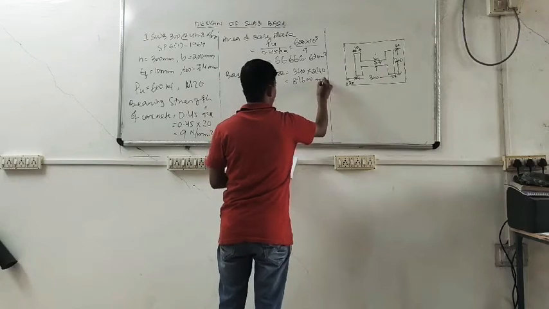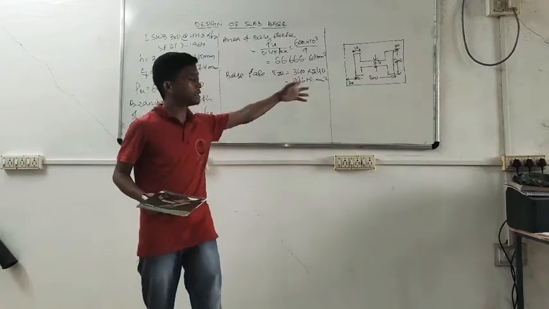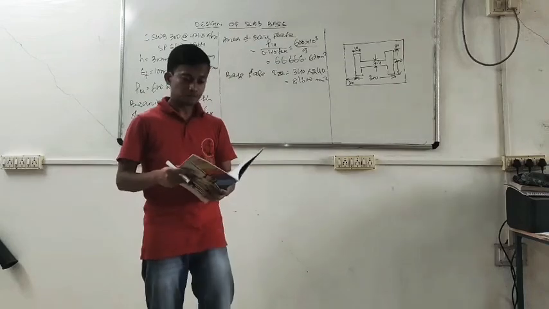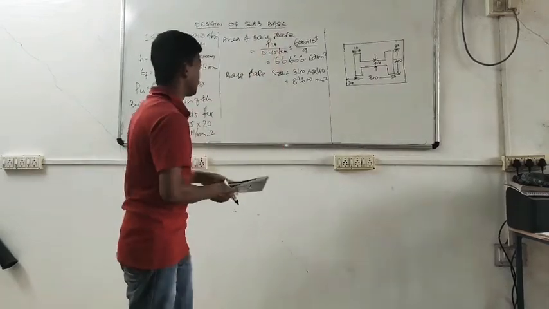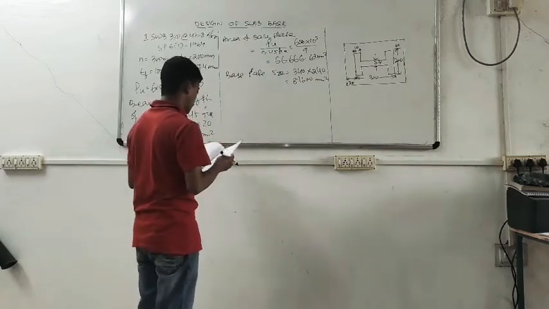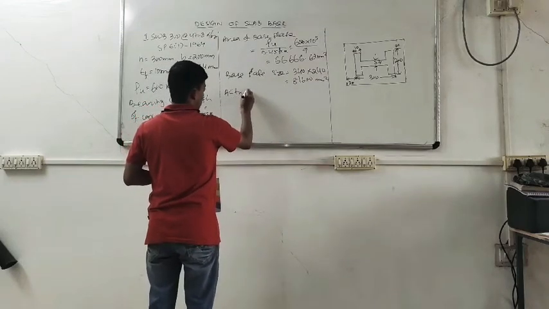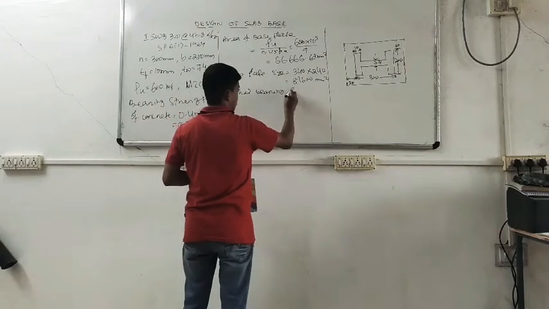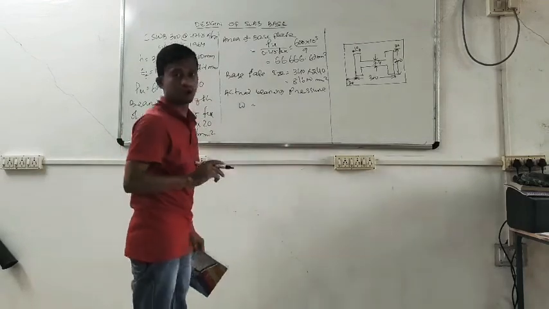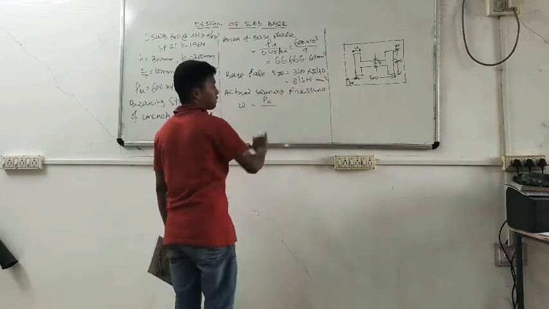81,600 mm square. So our required area was 66,000 something and we got our area as 81,600, so it's satisfactory. Okay, so after calculating the actual area of the base plate, you have to calculate what will be the actual bearing pressure, which is denoted as small w. So this equals PU divided by our actual area.